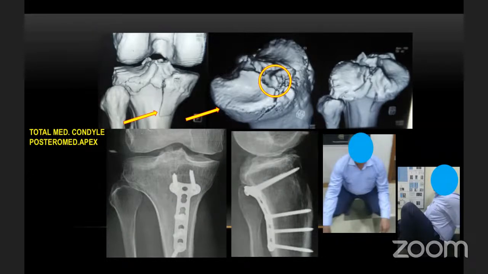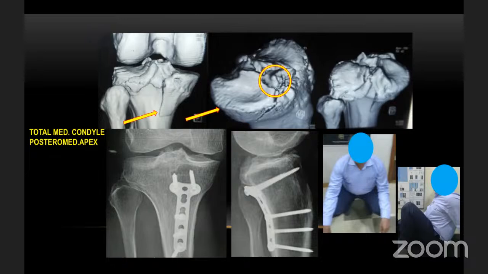So we see the ACL fragment size, the posteromedial medial condyle size. Where is the apex? Usually we try to put a plate on the apex, so it doesn't get displaced. If you put the plate somewhere else, then this is a shear fracture, it will slide. So the plate is like an anti-glide plate.